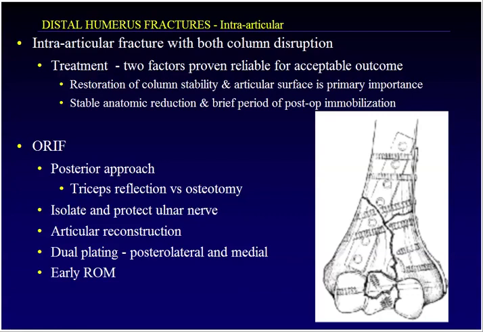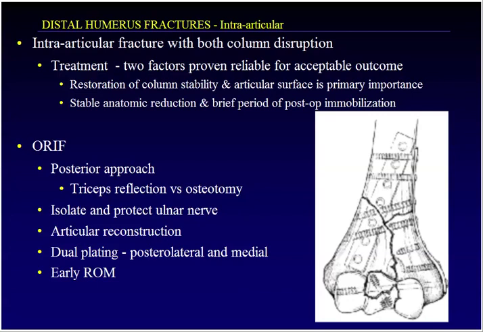Typically, these are performed through a posterior approach. You can either do a triceps reflection, or more commonly, an osteotomy of the olecranon is indicated. And it's really critically important that you have adequate visualization of the articular surface of the distal humerus in order to obtain an acceptable result, because that's necessary to anatomically reduce the articular fracture extension. You have to be aware of the possibility of ulnar nerve injury with these approaches, and it's very important that you isolate and protect it.